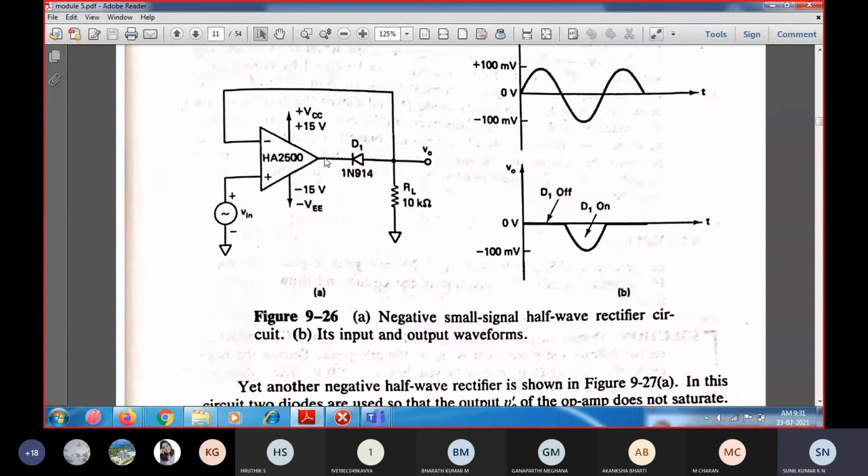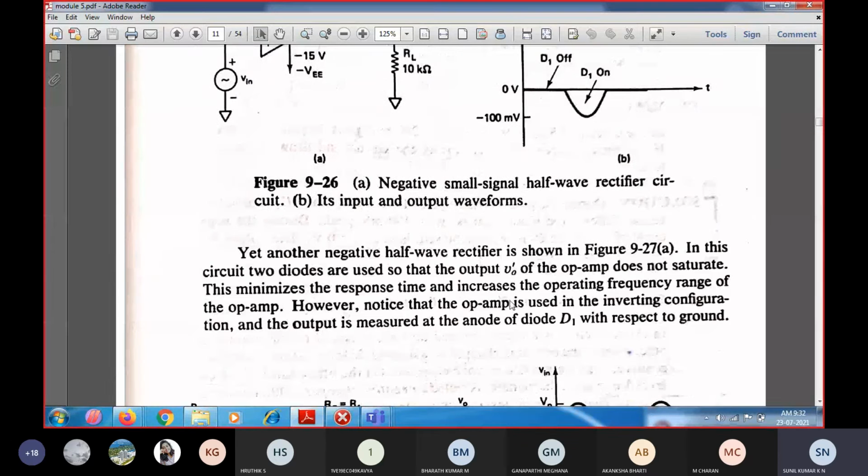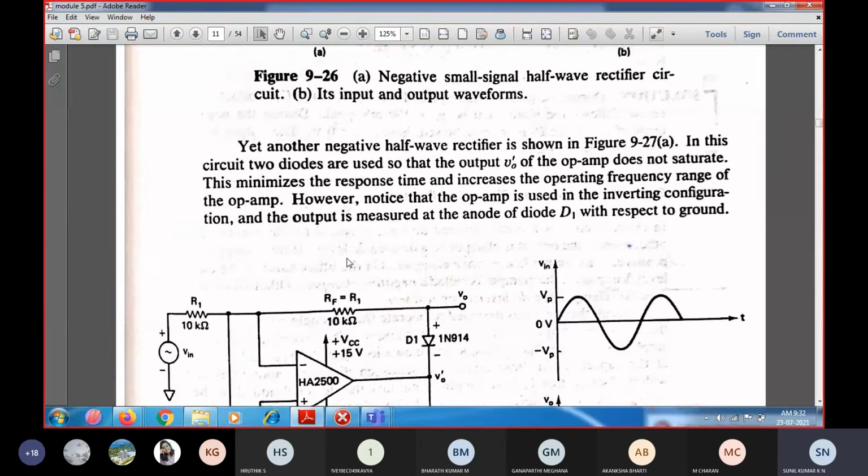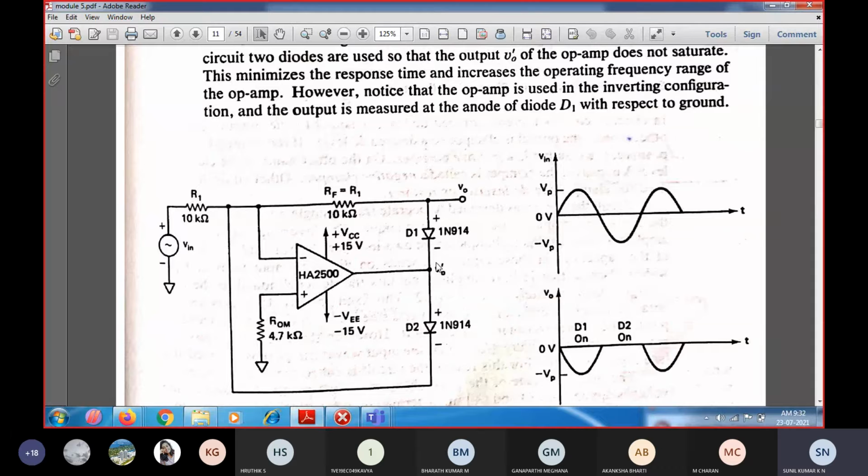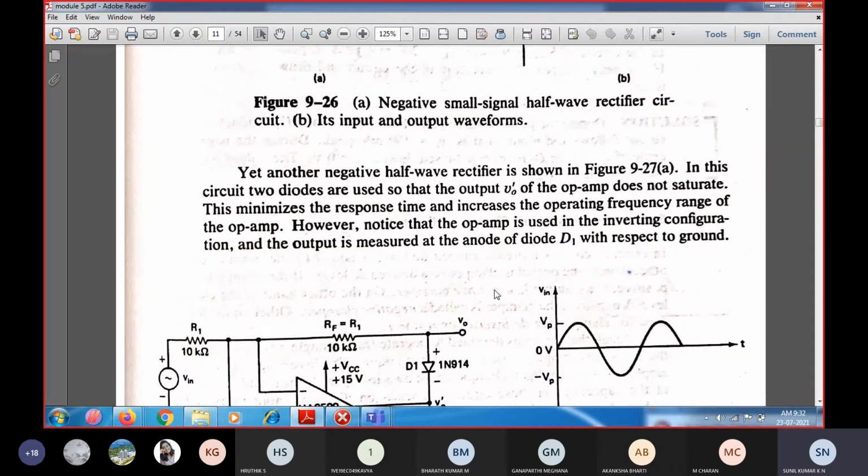So the op amp output, here it is nothing but V naught dash. V naught dash is not going to get saturated. In the previous case we were saying that V naught dash gets saturated, but now by employing these two diodes, the op amp output is not going to get into saturation, and hence it is going to minimize the response time. As I told, more time is required to come out of saturation, which means the response time was more in the previous two cases, and the operating frequency range was also high in the previous case.